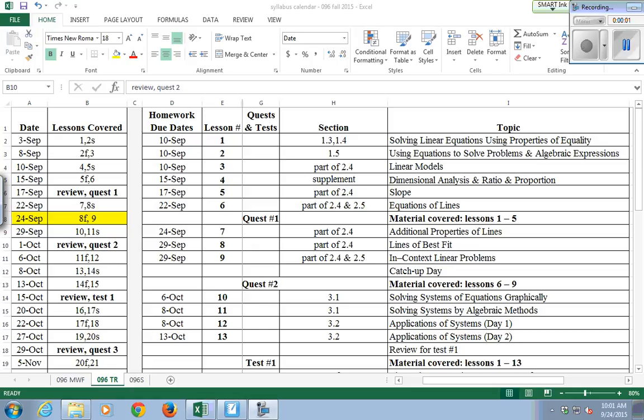So let's look at our schedule. We started lesson 8 on Tuesday. So today we're going to finish lesson 8 and then cover lesson 9. Then we've got one more class on Tuesday the 29th before our next quest. So quest 2 is going to be on Thursday, October 1st, a week from today.